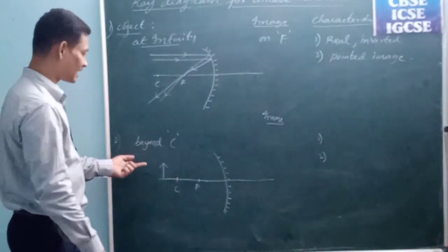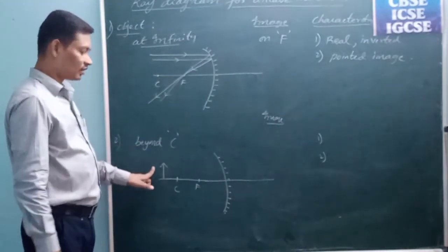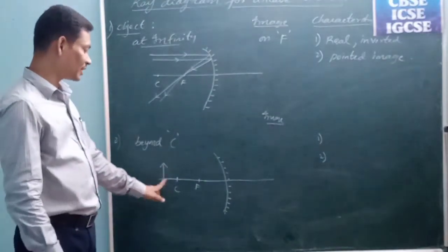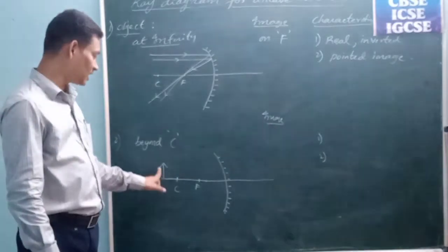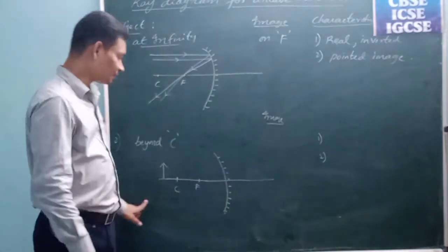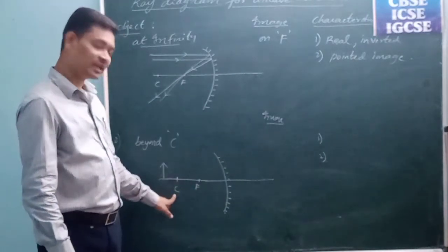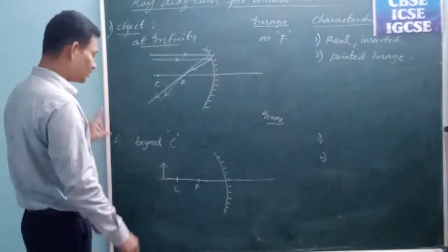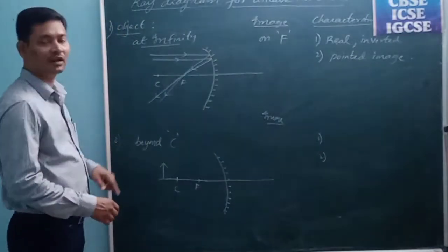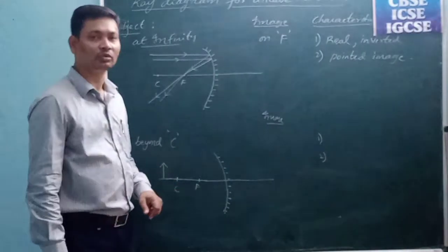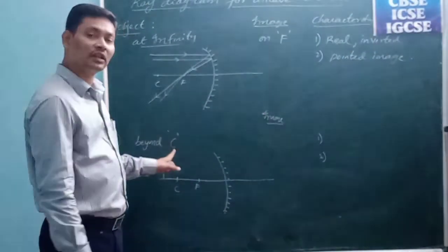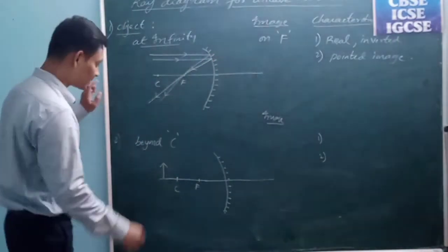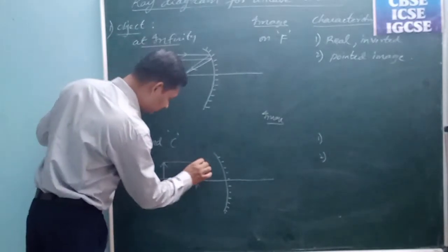Now, second ray diagram. Here, I kept the object just beyond C, the position of beyond C. Here this is the principal axis. On that, here is the focus point. Here is the center of curvature. The object I kept beyond C. Let us follow rule number 1 and rule number 2. The first rule says that if a light ray is parallel to the principal axis, after reflection it passes through F. I am just following the same.